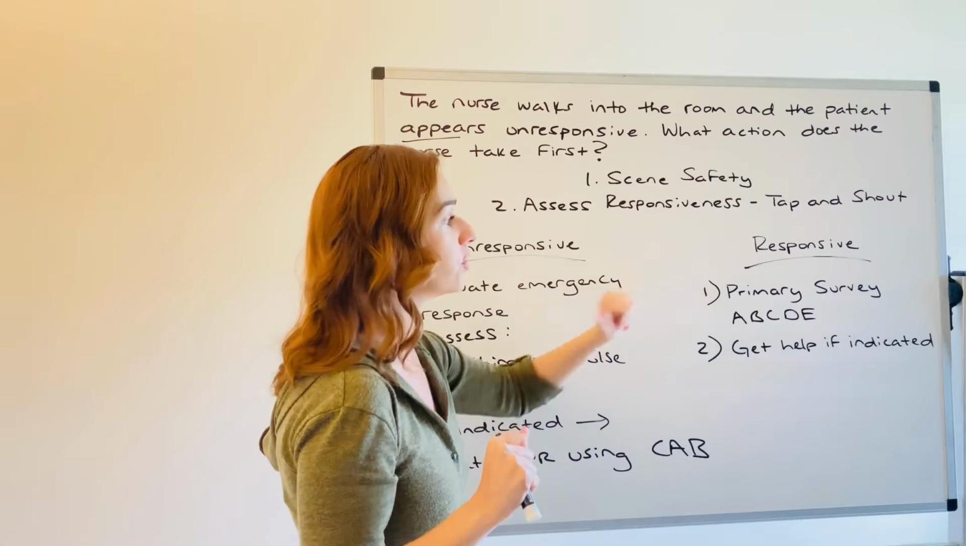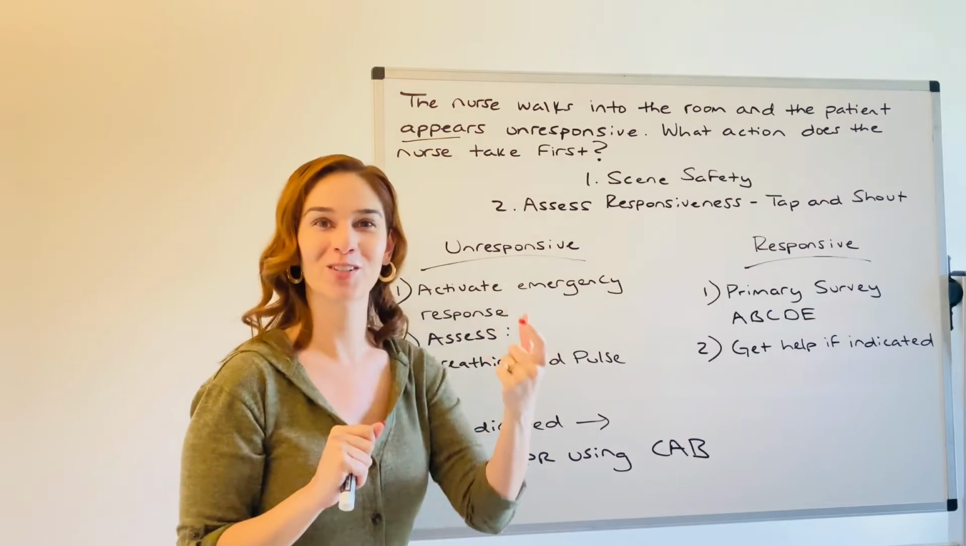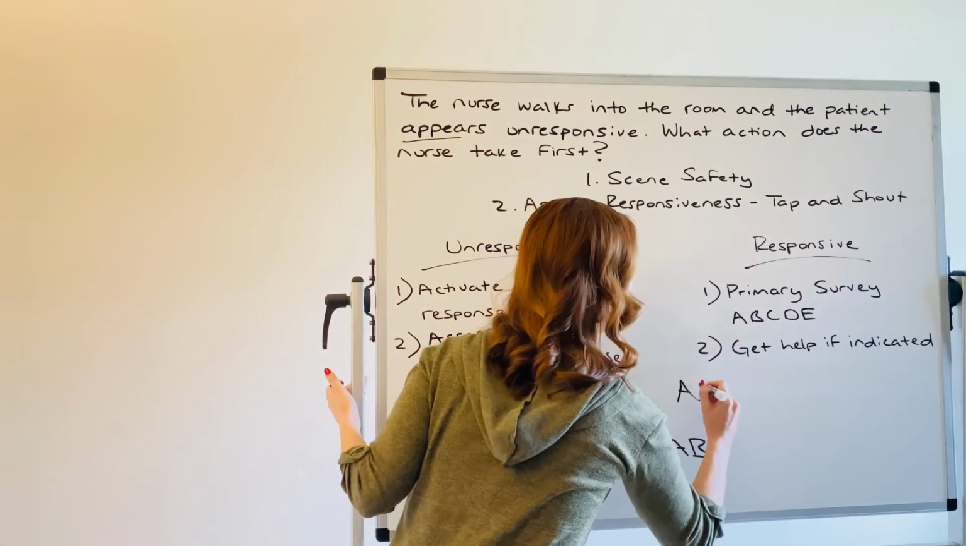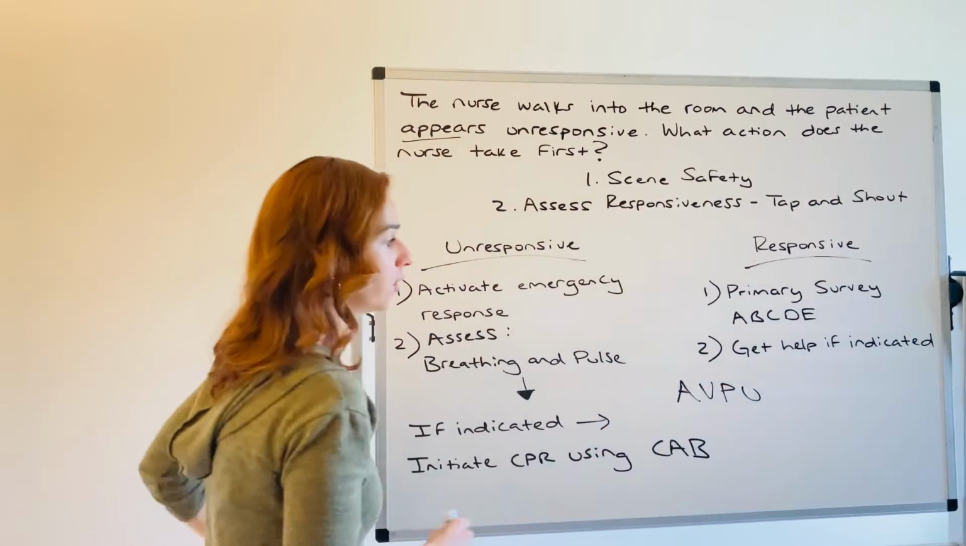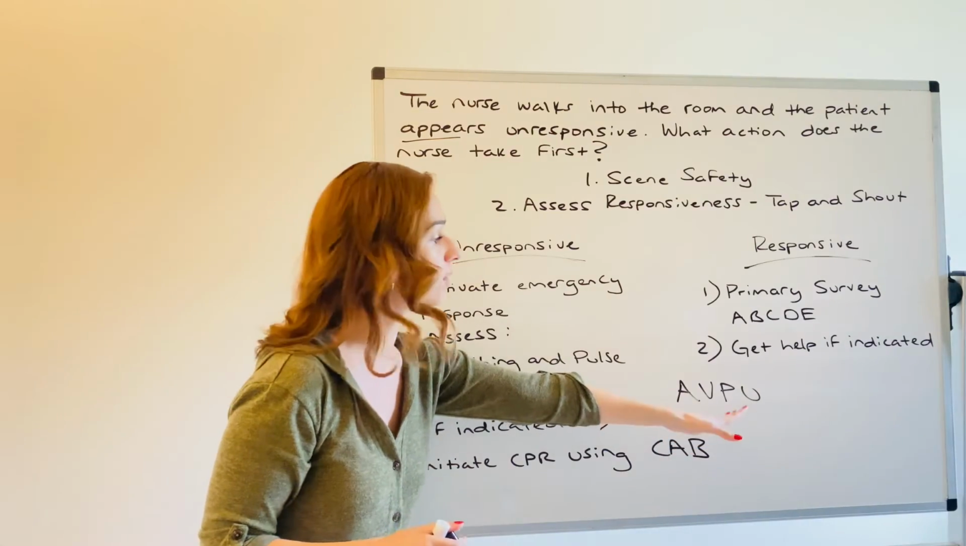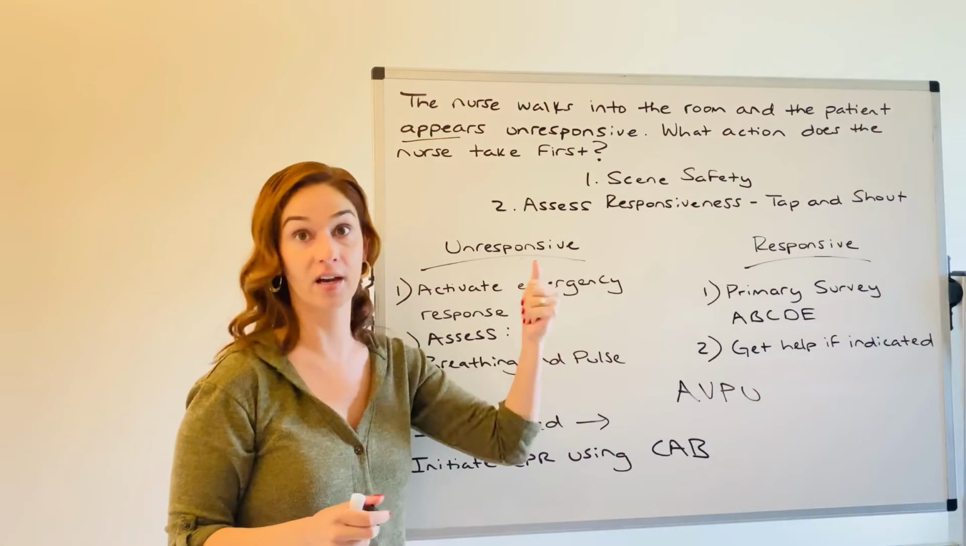If they respond, you start a primary survey. And how they respond, right? There's a very quick acronym, AVPU, that we use very quickly. Are they alert? Do they respond to verbal stimuli? Do they respond to painful stimuli, or are they unresponsive?